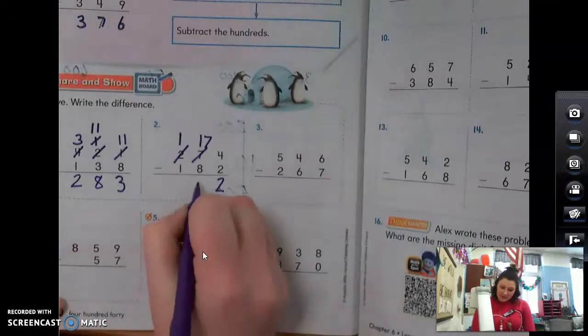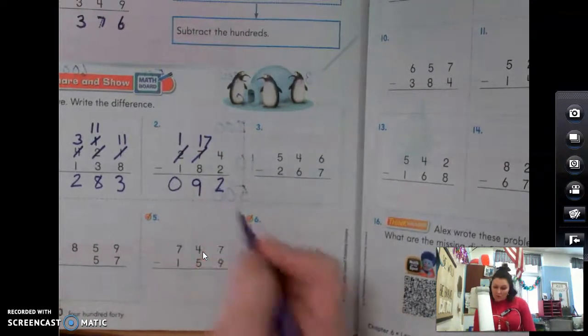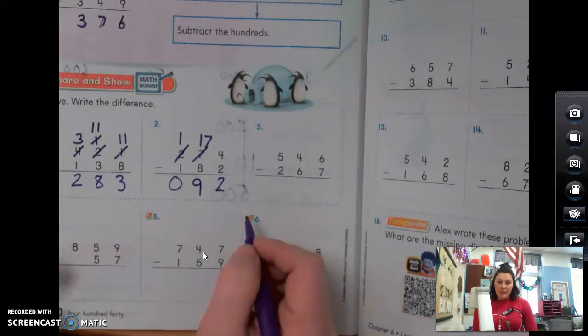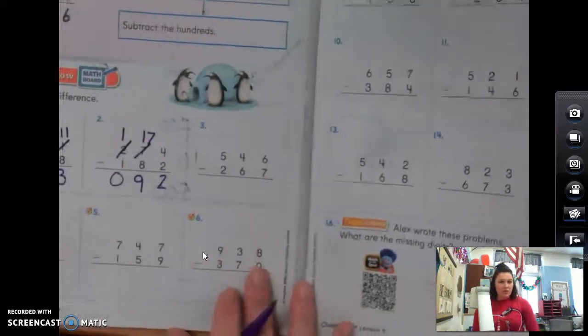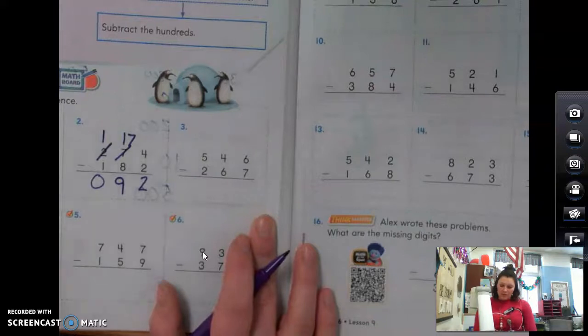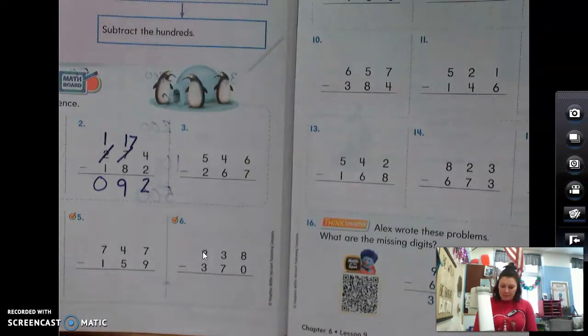17 minus 8 would be 9. 1 minus 1 would be 0. You can put the 0, or we just know that it equals 92. Okay? All right, number 3 is going to be another one of those doozies where we have to regroup 2 times. Okay? But don't get ahead of yourself. Just do one step at a time.